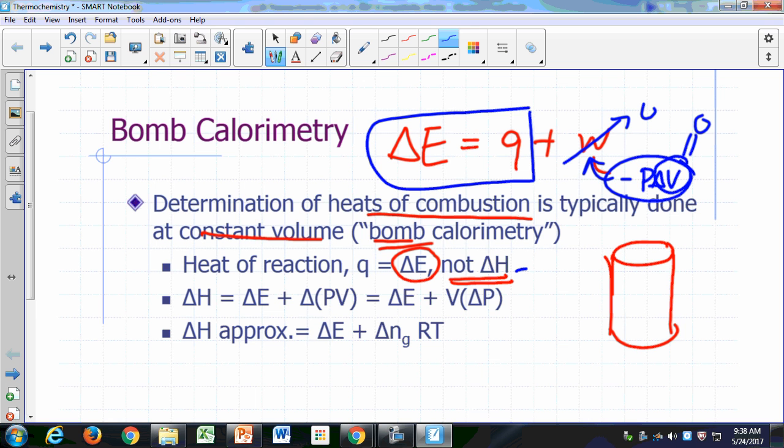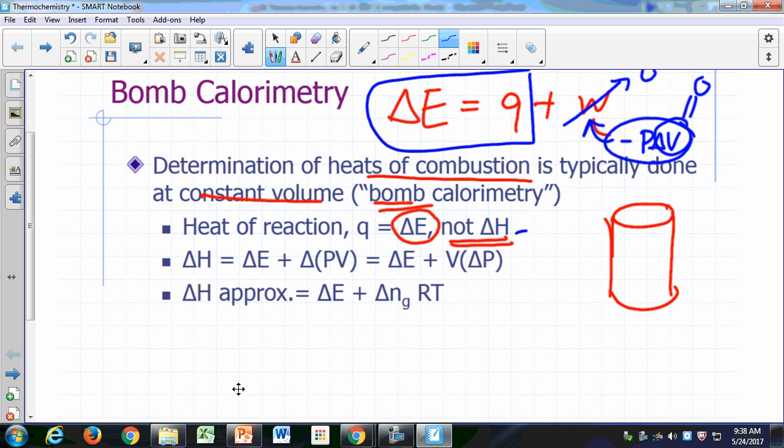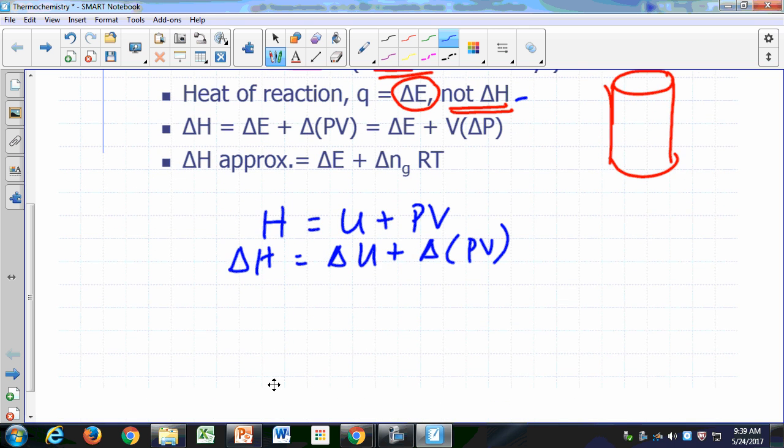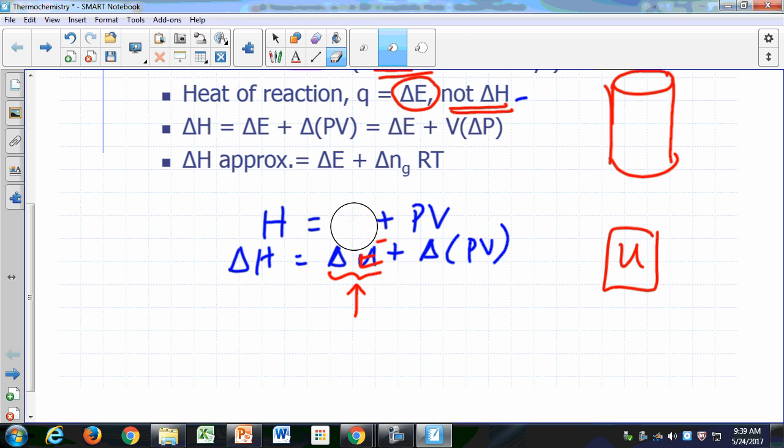So how are you going to determine delta H from delta E? Well, you go back to the definition of H. H is U plus PV. So delta H would be delta U plus delta PV. U, by the way, you might see that instead of E, because in upper level classes like physical chemistry, or in physics classes, they use the letter U. Let me fix that. It should be E plus PV, so delta E plus delta PV.